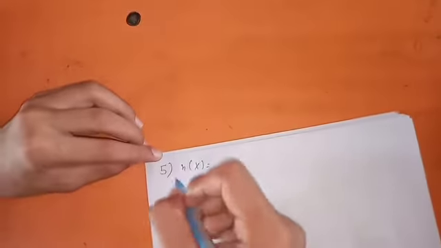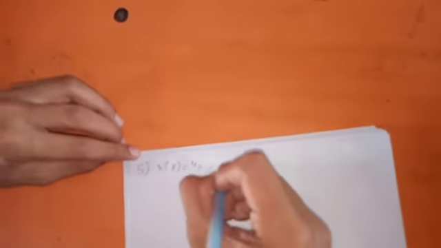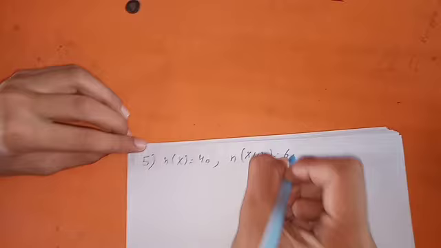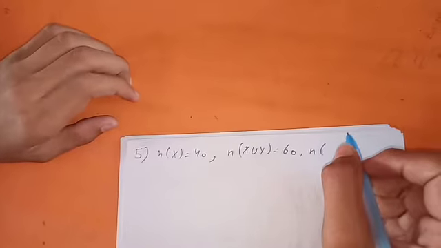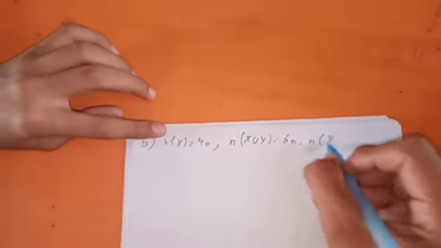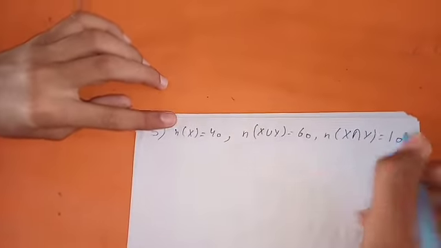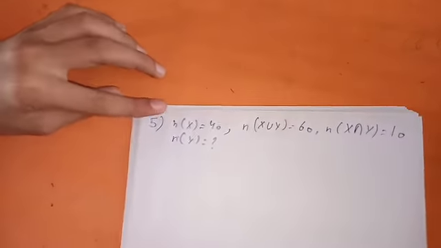Now question number 5 is: if X and Y are two sets such that X has 40 elements, X ∪ Y has 60 elements, and X ∩ Y has 10 elements. So n(X) is given to us as 40, n(X ∪ Y) is given to us as 60, and n(X ∩ Y) is given to us as 10, and we have to find the value of n(Y). I hope you can find it using the formula. It is quite easy.